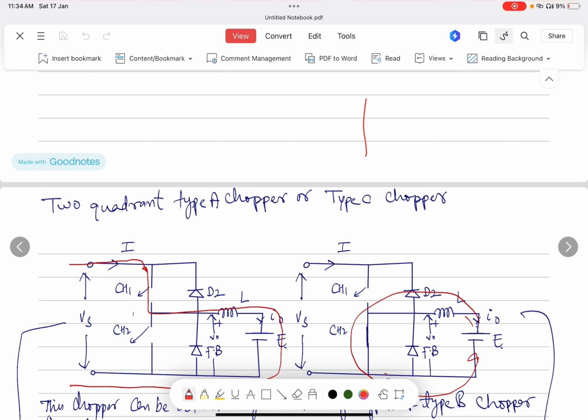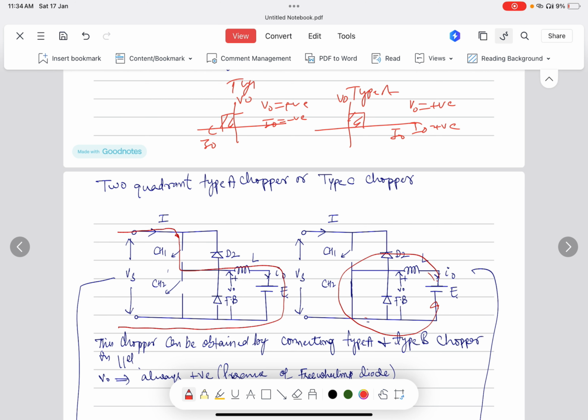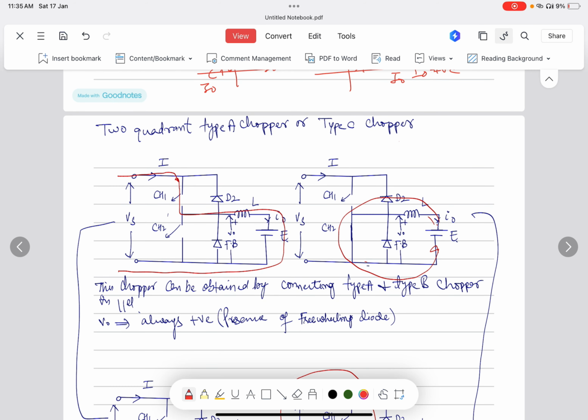We have studied in the previous class and we have seen the various graphs. In the graph 1 in the type A, we have seen here that our V node is also positive and I node is also positive. In the type B chopper, we have studied that voltage is positive but our current is negative. So V output here is positive but current is negative. So this is known as the type B chopper. Both the combination of the choppers are called type C chopper, or two quadrant type A chopper.